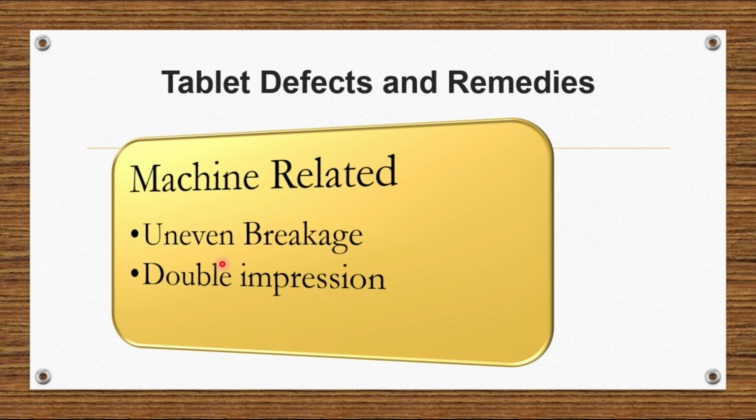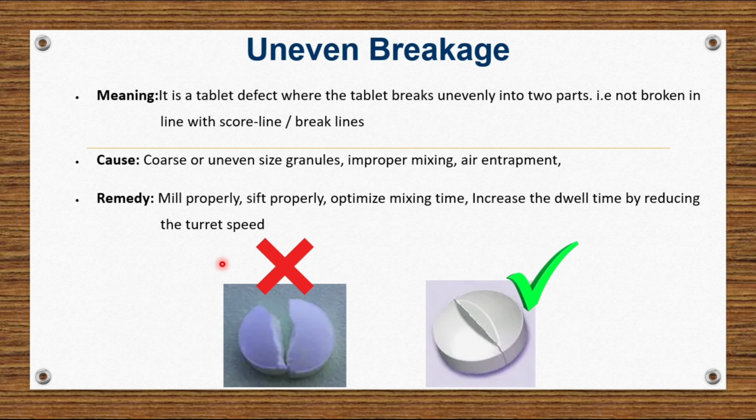Now, defects which are related to machine: uneven breakage or double impression. Uneven breakage. What is the meaning of uneven breakage? It is a tablet defect where the tablet breaks unevenly into two parts, that is not broken in line with score line or break line.